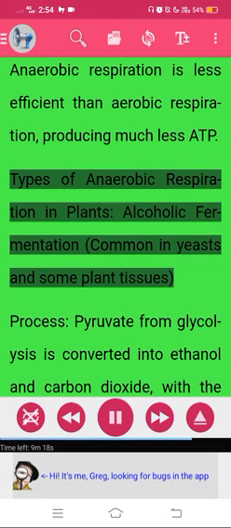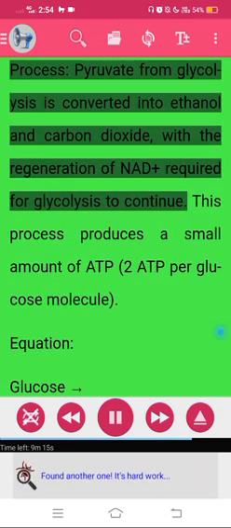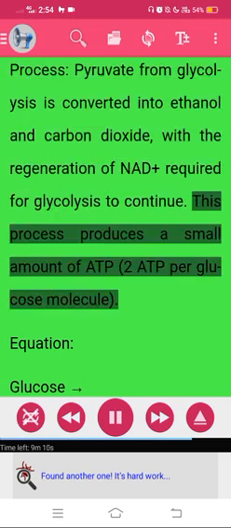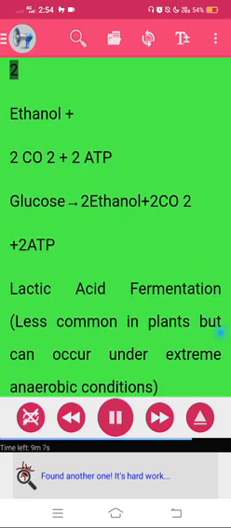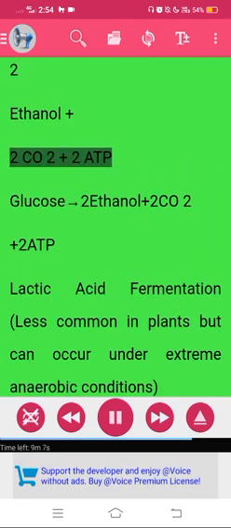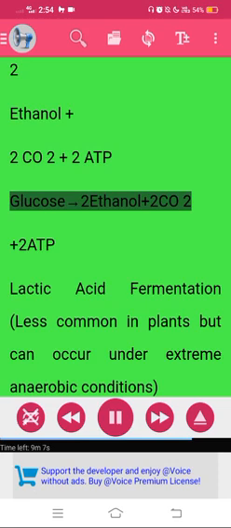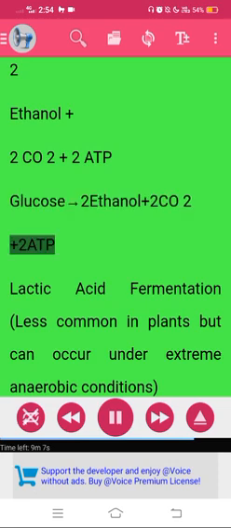Types of anaerobic respiration in plants. Alcoholic fermentation, common in yeasts and some plant tissues. Process: pyruvate from glycolysis is converted into ethanol and carbon dioxide, with the regeneration of NAD+ required for glycolysis to continue. This process produces a small amount of ATP, 2 ATP per glucose molecule. Equation: glucose → 2 ethanol + 2 CO2 + 2 ATP.